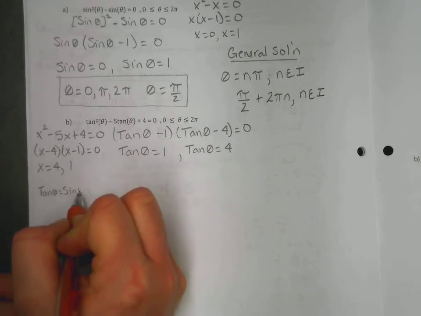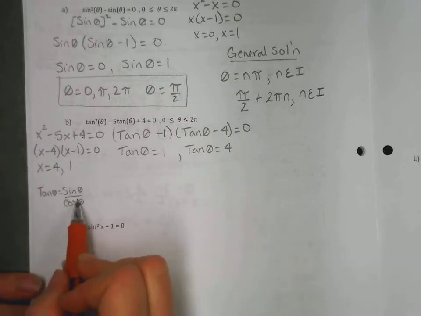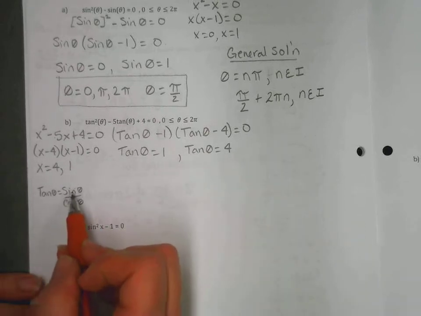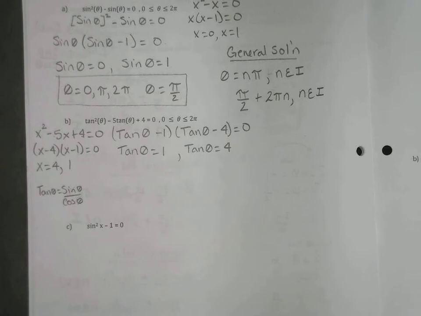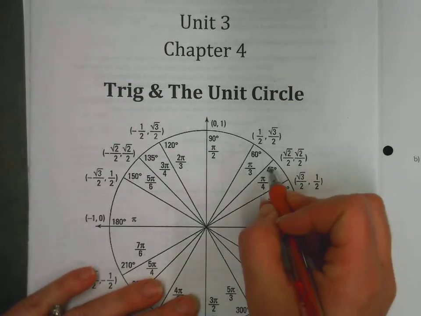So to get a value of 1, I'd have to divide the same values. Sine and cos would have to be the same ratio, right? Because anything divided by itself would be 1. So sine and cos are the same ratio at this 45-degree mark. Okay?